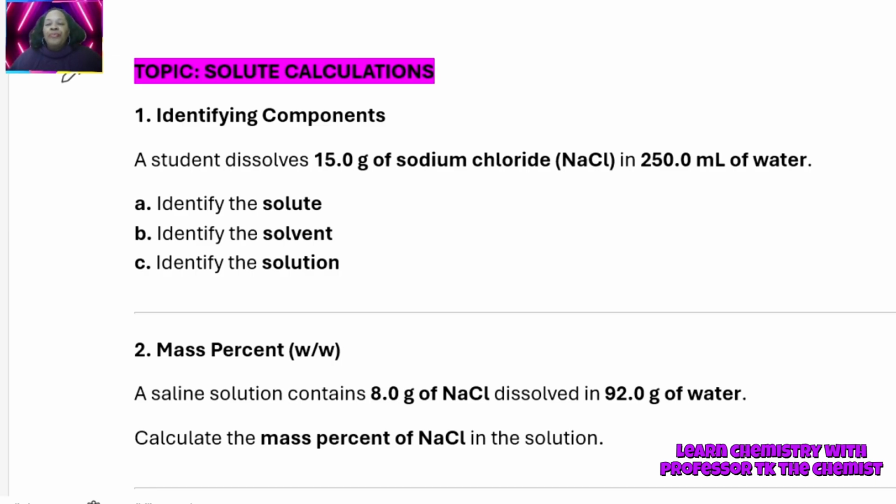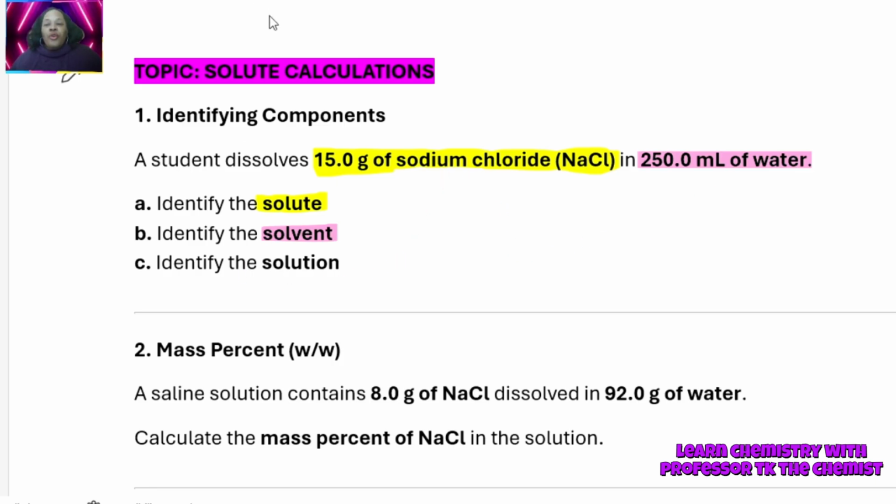A student dissolves 15.0 grams of sodium chloride in 250.0 milliliters of water. A, identify the solute. Well, in this particular case, the solute would be the 15.0 grams of sodium chloride. It is usually a solid that can be dissolved. Okay, so that is our solute. Letter B says identify the solvent. Well, the solvent is what is actually going to be used in order to dissolve your solute. So that is your solvent.